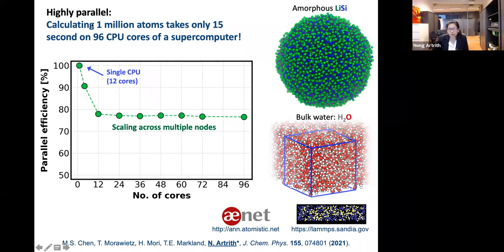Imagine here we run like 1 million atoms. It takes only 15 seconds. I think this is around 10 MD steps. But in reality, in your simulation, you don't need millions of atoms, right? Maybe a few thousand atoms or 10K atoms. So using ANIT together with the MD code LAMMPS, you can really run very long time MD simulations, for example.